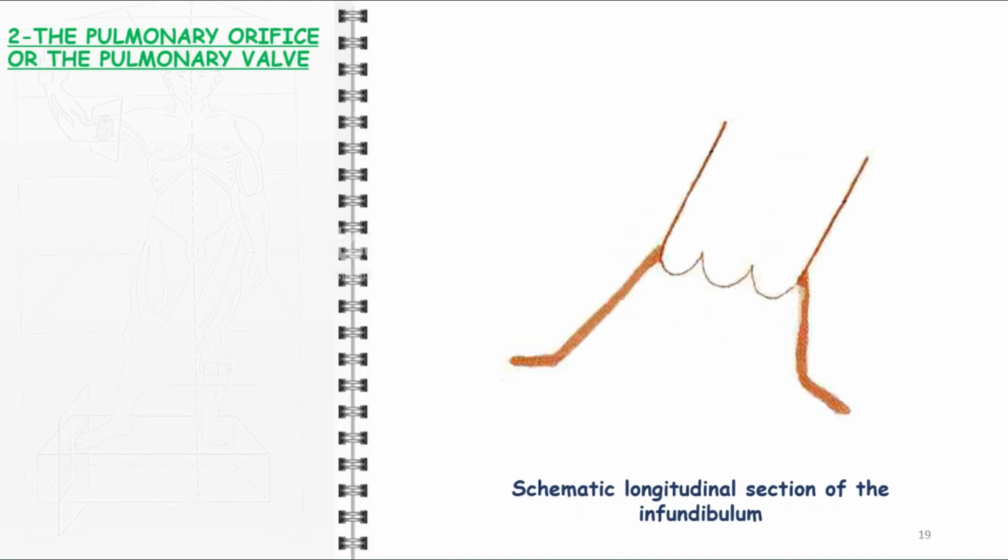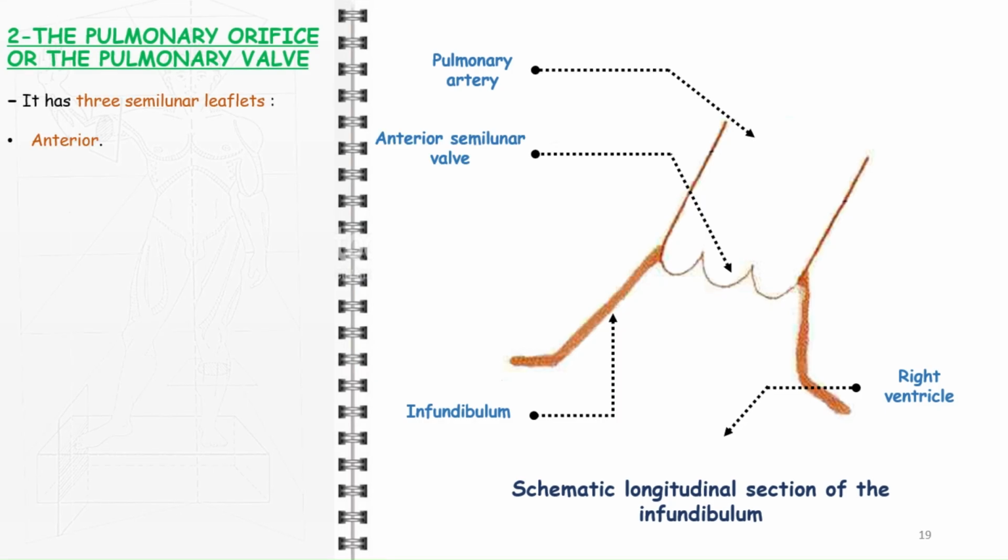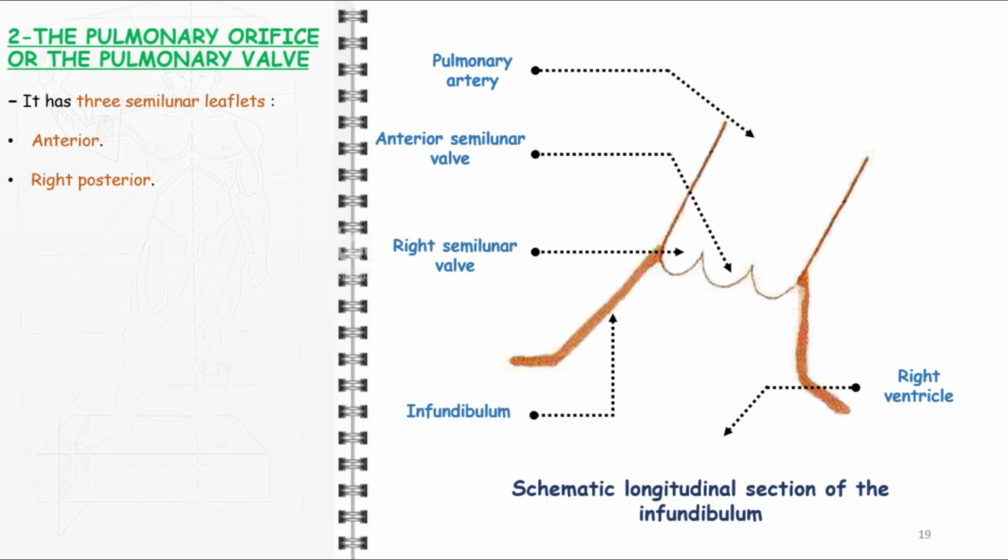The pulmonary orifice occupies the anterosuperior part of the base of the heart, and follows the pulmonary infundibulum. It is located above, in front of, and to the left of the tricuspid orifice. It is circular and measures approximately 25 mm in diameter. It has 3 leaflets: anterior, right posterior, and left posterior.